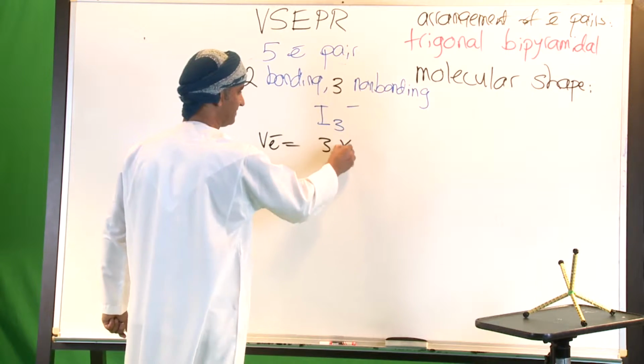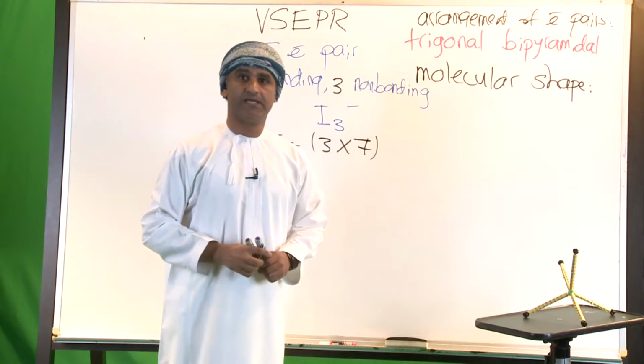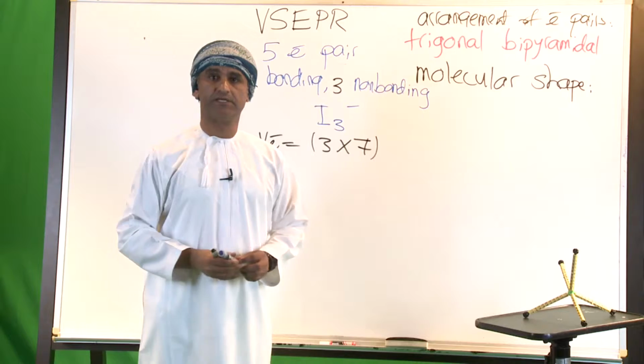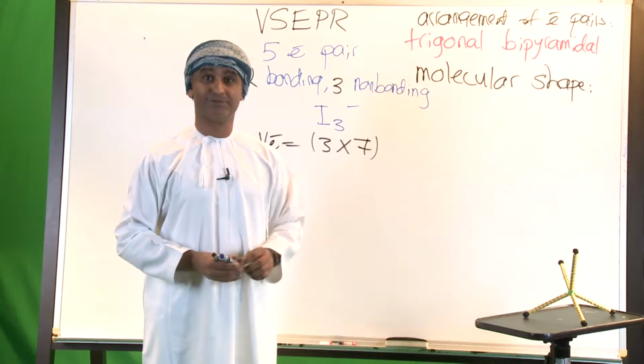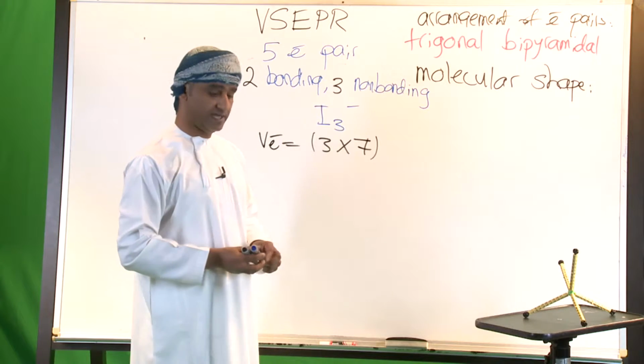So 3 times 7, each iodine contributes 7 valence electrons because iodine is a halogen. It's located in group 7A. So the number of valence electrons is 7. We multiply that by 3.